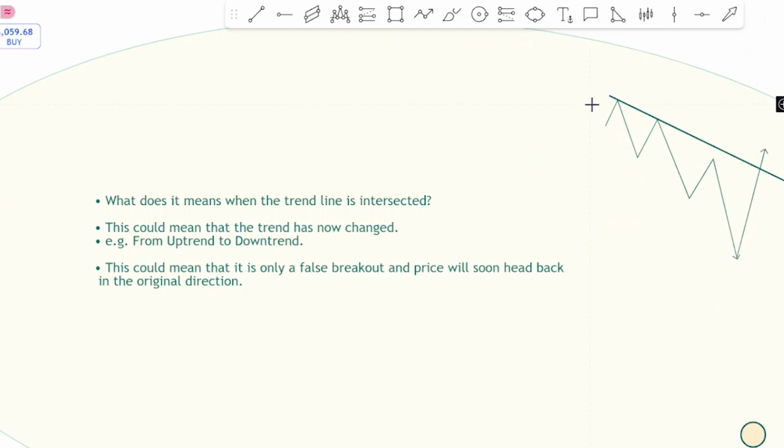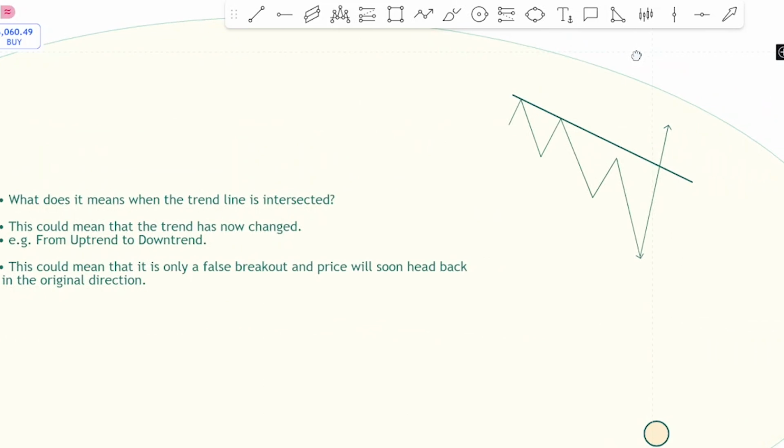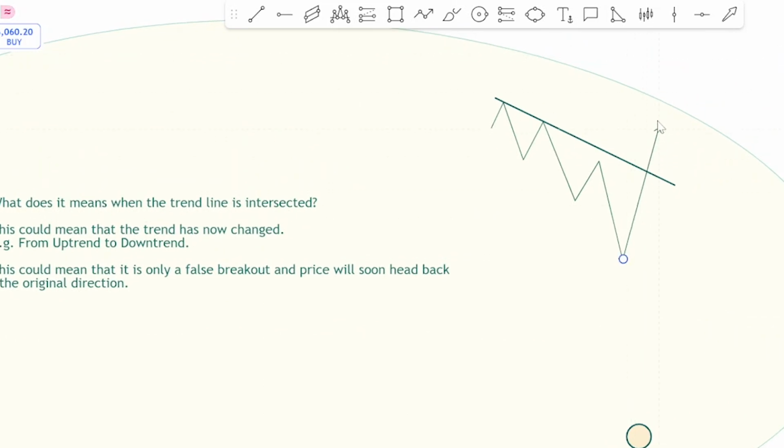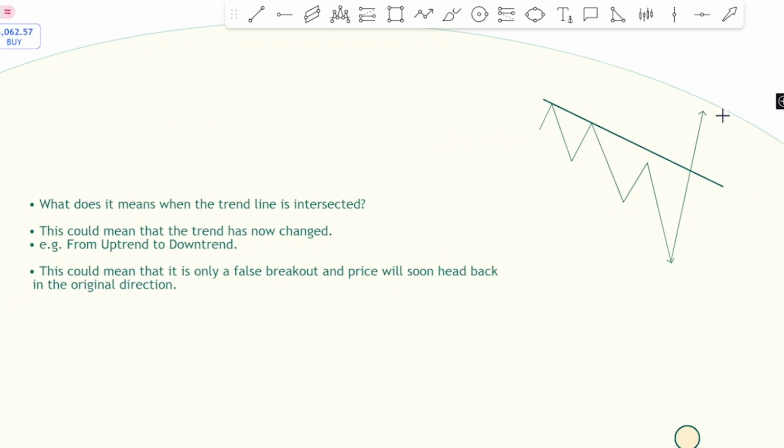Remember, when we are moving down and you start moving up and breaking the previous high, if you break from this area, it means we are making higher highs. And when we start making higher highs and higher lows, that is a change of direction to an uptrend. So we have to be careful with this. Maybe it's a change of the direction of a trend, or this could mean that this is only a false breakout or a fake out, and the price will soon head back in the original direction.